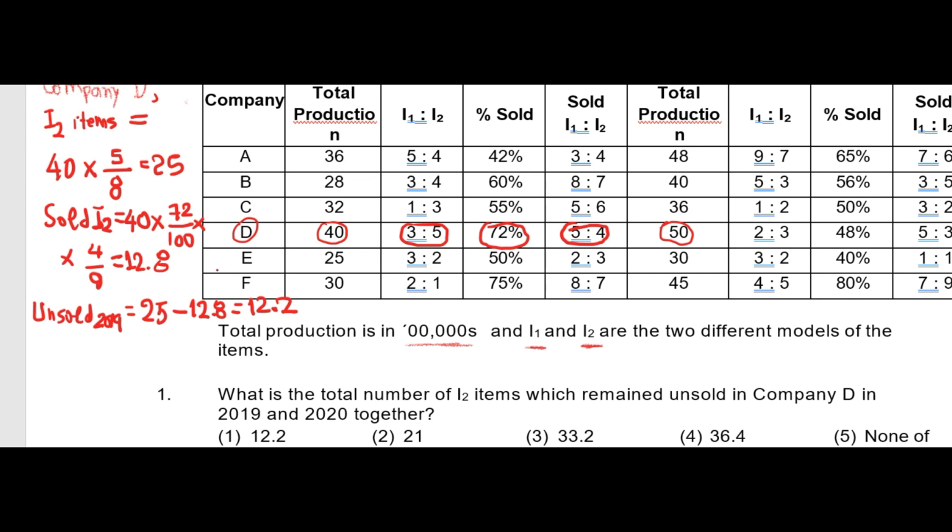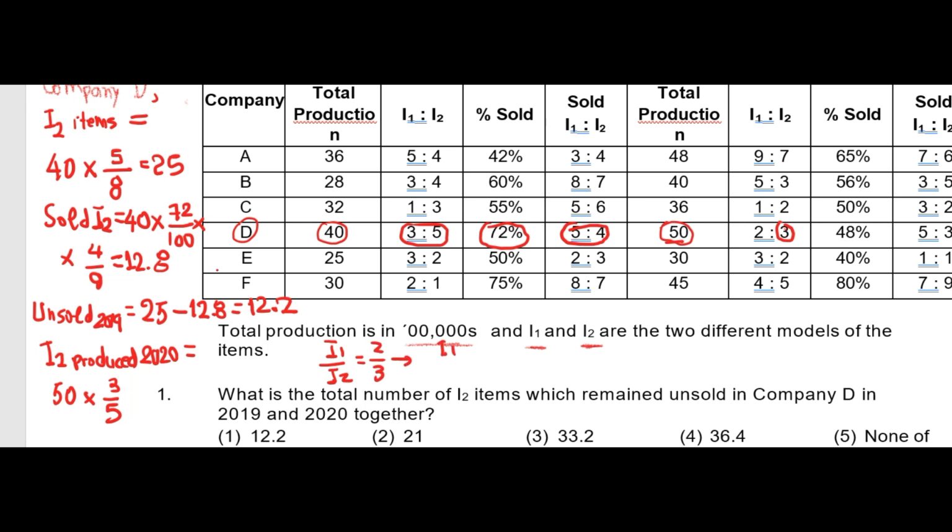So I2 items produced in 2020 is the total produced, that's 50, times 3 over 5, because the I2 items here is 2 to 3, I1 to I2. Okay, so you can see that here, I1 to I2 is 2 to 3.